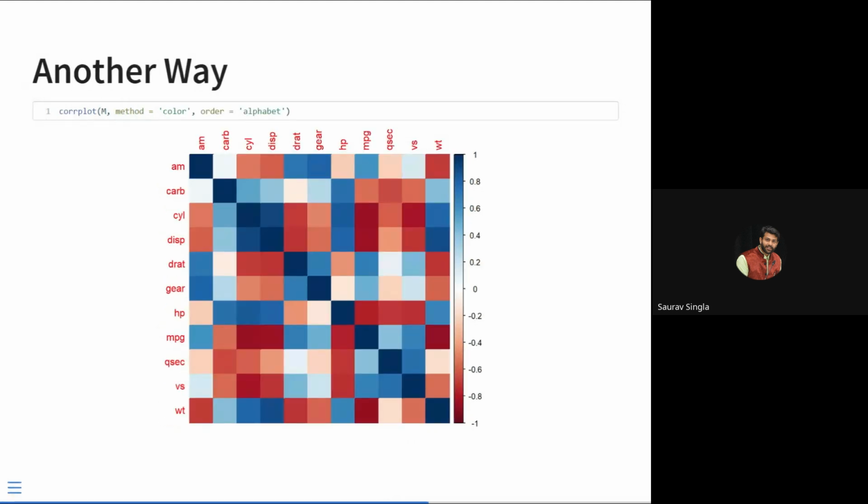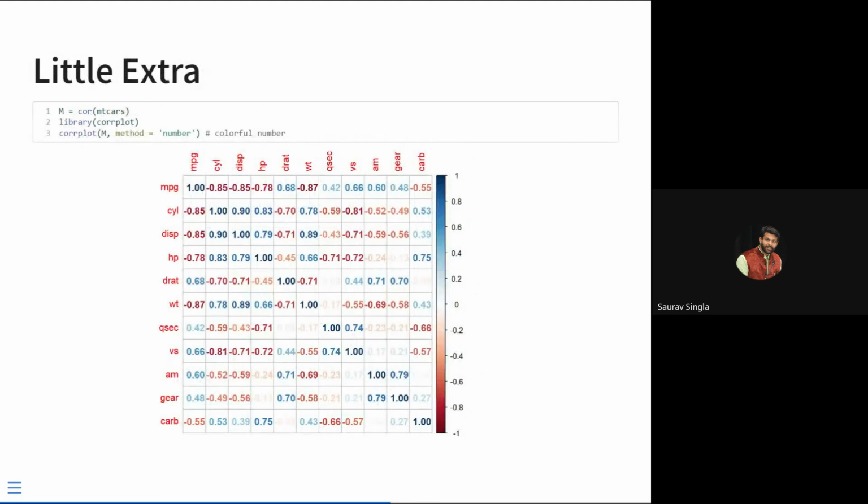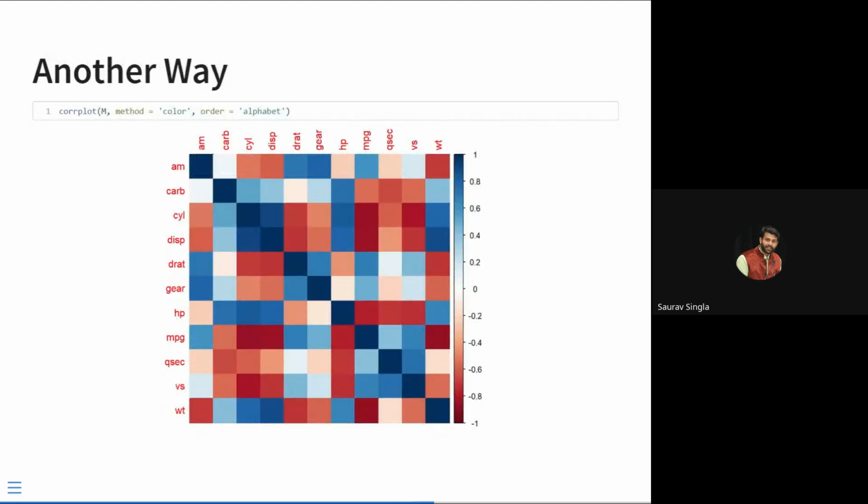And this is another graph. This is only showing the color. This is not showing the value, but showing only the color. This is another representation. The code is also displayed here. You can see the code is also displayed.